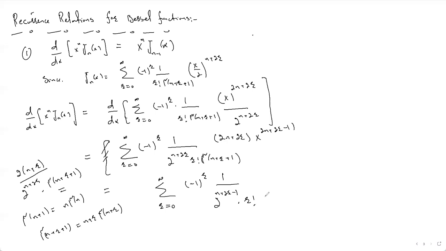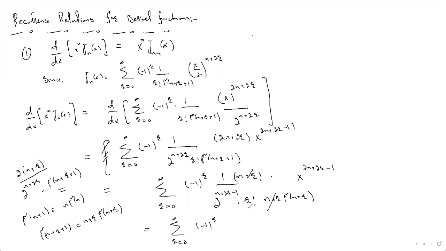And this gamma of n plus r plus 1, I will write down as n plus r into gamma of n plus r. Here in the numerator we have n plus r into x raised to power 2n plus 2r minus 1, right? Now this n plus r and this n plus r will get cancelled out, and we will be left with this term, summation r running from 0 to infinity, minus 1 raised to power r.